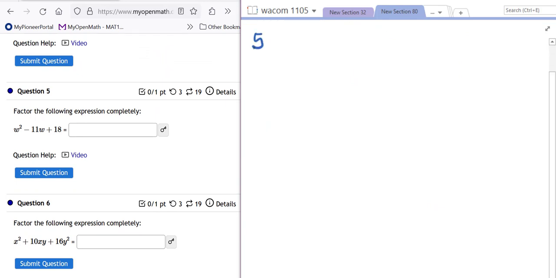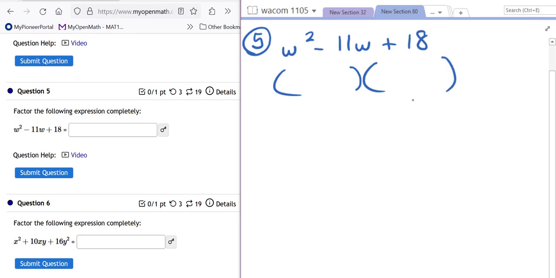Right, number 5. So we have w squared minus 11w plus 18. All right, so a trinomial, do your parentheses. For your signs, do your signs next. If it ends in plus, they're going to be alike, but you don't know what, you have to go back. So plus takes 2 steps. This one will both be minus.